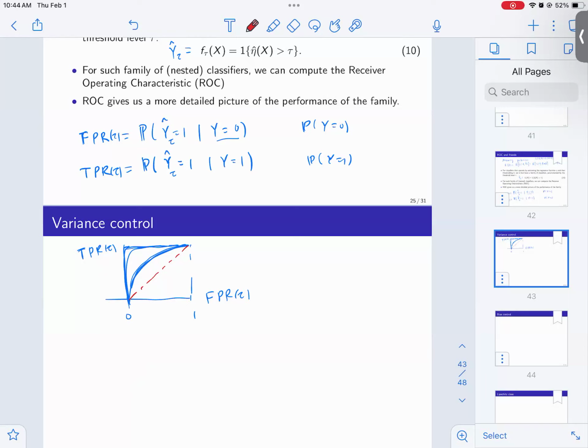If it goes like that, it means that if I change tau to allow a little bit of false positives, then my true positive rate is very close to 1. So this is great. You have to allow for a little bit of error. I can always make the true positive rate equal to 1 by saying that the classifier always outputs 1, but then the false positive rate is also going to be 1, which is not good.